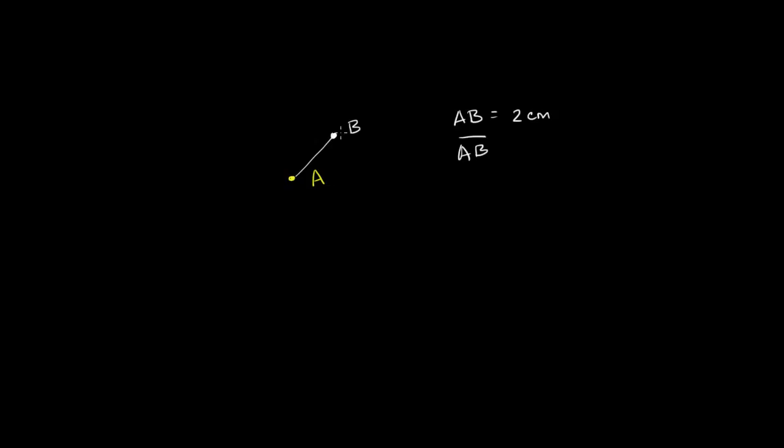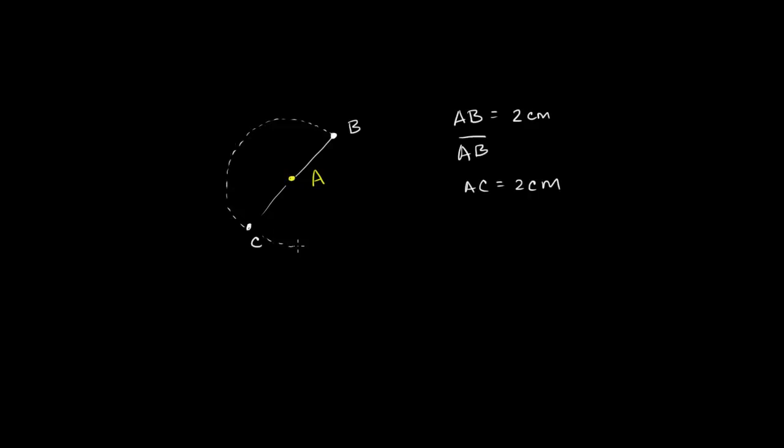But I'm not curious just about B. I want to think about the set of all of the points that are exactly 2 centimeters away from A. So I could go 2 centimeters in the other direction, maybe get to point C right over here. So AC is also going to be equal to 2 centimeters, but I could go 2 centimeters in any direction. And so if I find the set of all of the points that are exactly 2 centimeters away from A, I will get a very familiar looking shape like this.